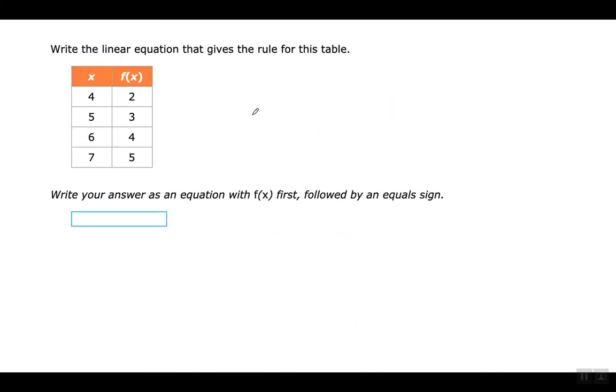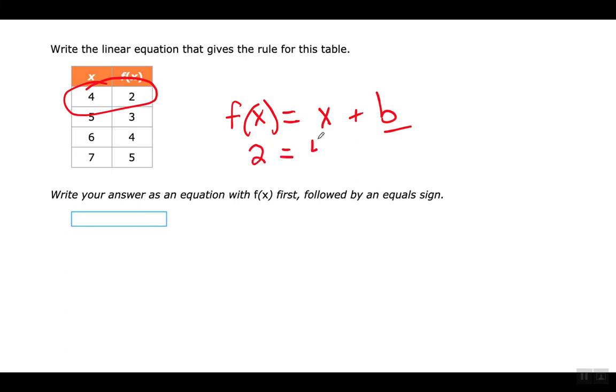All right, let's look at this one now. A lot of these are similar. All right, so again, the slope, the numbers are going up by 1. So the slope is positive 1. So now to solve for b, I'm going to substitute for f of x 2 and for x 4. And that's going to give me for b a value of negative 2.